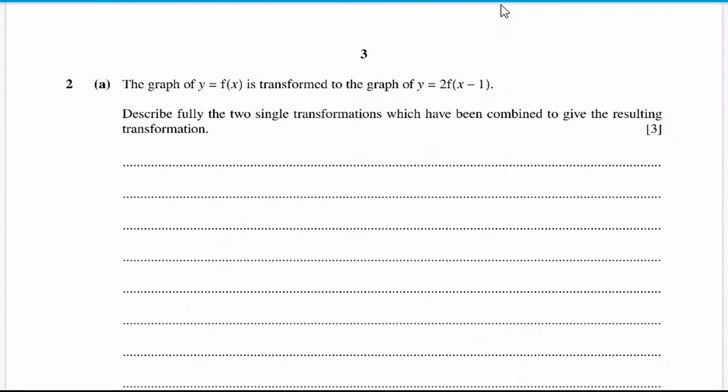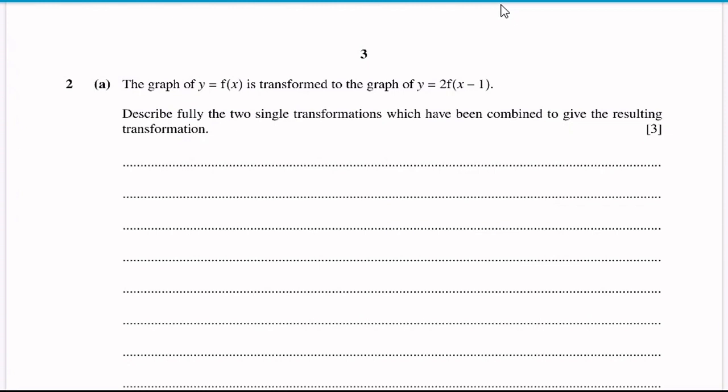Okay. The graph of y equals f(x) is transformed to the graph of y equals 2f(x) minus 1. Describe two single transformations that have been combined to give the resulting transformation. From here we can see that one is horizontal and one is vertical, so the order doesn't matter.